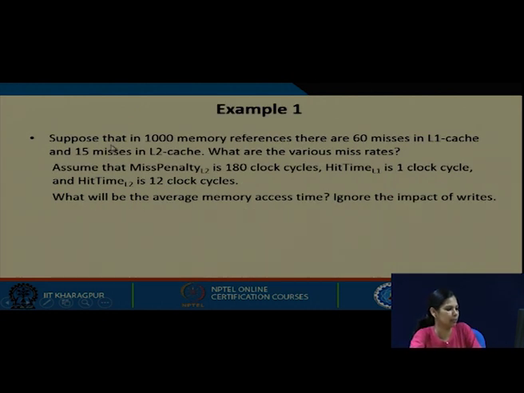Now, let us see this example. Suppose that 1000 memory references are there and there are 60 misses in the L1 cache and 15 misses in the L2 cache. What are the various miss rates? So, the total is 1000, out of which 60 misses are there in L1 and 15 misses are there in L2. Assume that the miss penalty is 180 clock cycles, hit time of L1 is 1 clock cycle and hit time of L2 is 12 clock cycles. What will be the average memory access time? Ignore the impact of writes in this case.